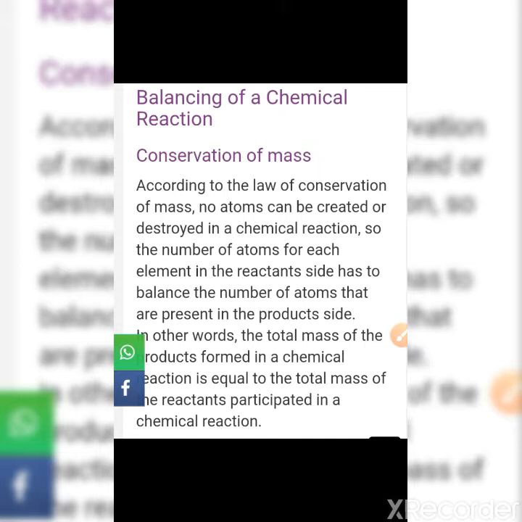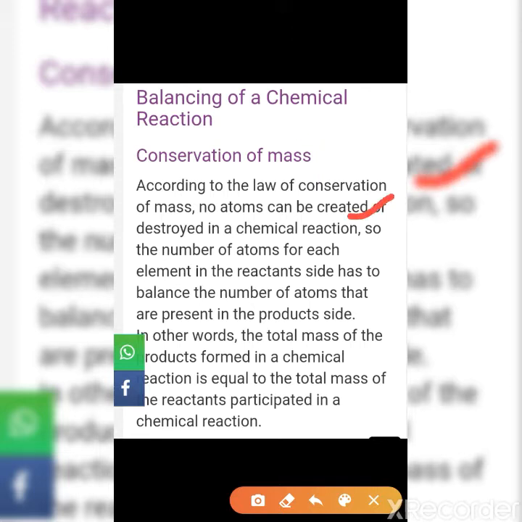I hope you have studied conservation of mass with examples in class 9. So recall this topic again. What is the conservation of mass? According to this law, no atoms can be created or destroyed in a chemical reaction. So the number of atoms of each element on the reactant side has to balance the number of atoms that are present on the product side.